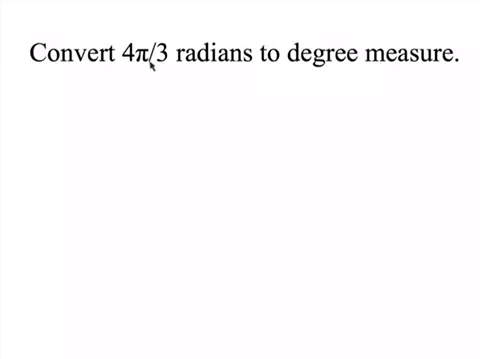Convert 4 pi over 3 radians to degree measure. So to do that, what I'm going to do to start off with is I'm going to write 4 pi divided by 3. And what I'm going to do is I'm going to multiply that by a fraction of 1. Now, in order to convert a radian to a degree, don't you want a pi on the bottom so the pi's disappear? And what equals pi in terms of degrees?